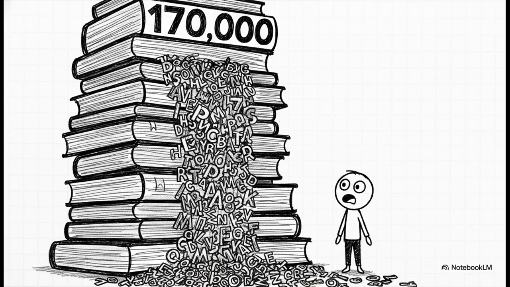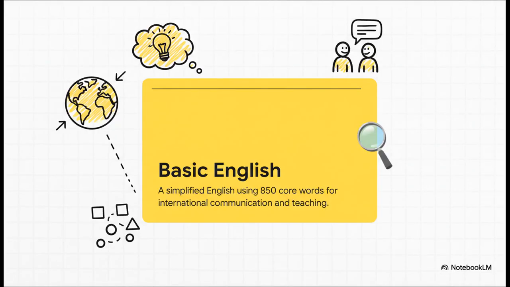The Oxford English Dictionary lists over 170,000 words that are in current use. That is a massive, massive number. And it's exactly that complexity that got some people thinking, maybe there's a simpler way. And that way is something called Basic English.